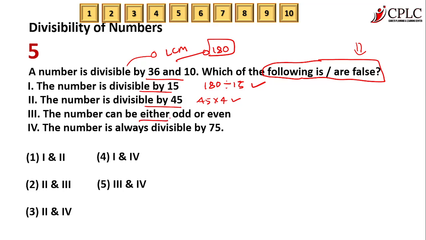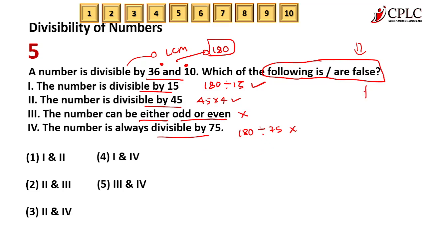Third one, the number can be either odd or even. Now think about this. If a number is divisible by both 36 and 10, then it cannot be an odd number. It has to be an even number. So that means this one is a false statement. And then they are saying the number is always divisible by 75. We have to check if 180 is divisible by 75. Clearly not. So this is also a false statement.